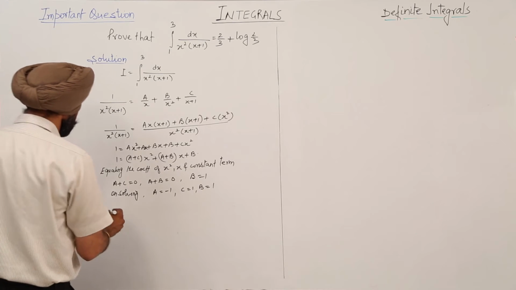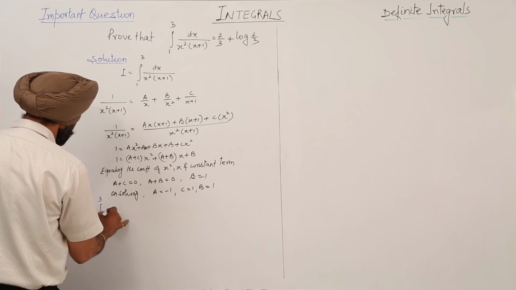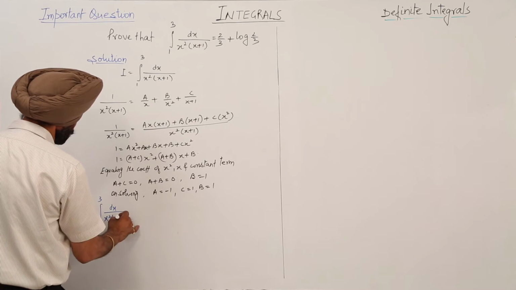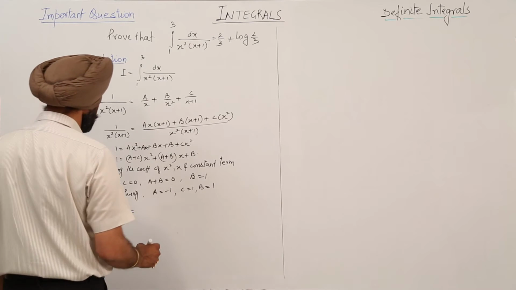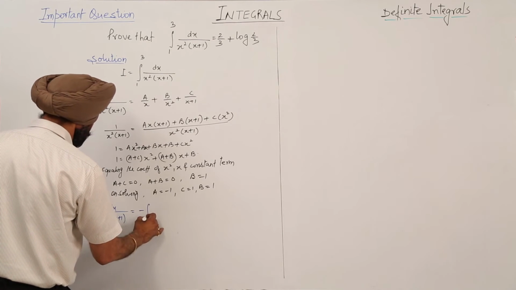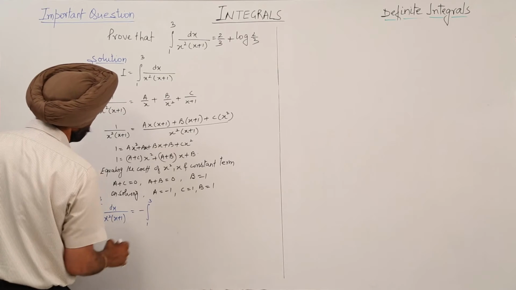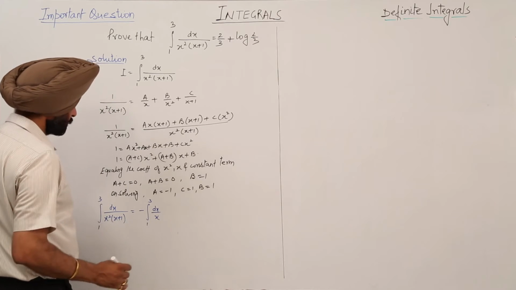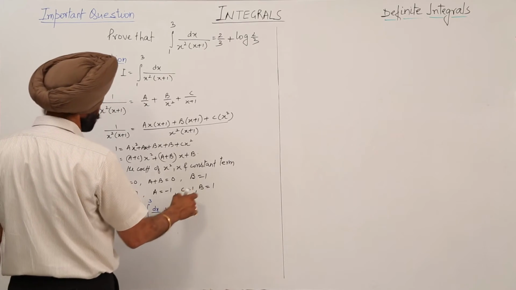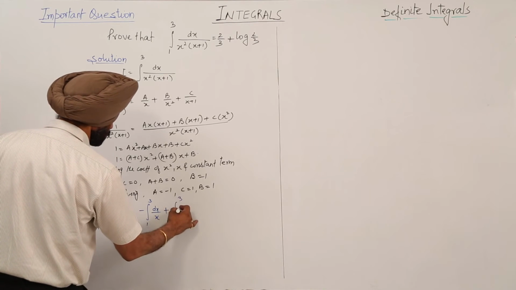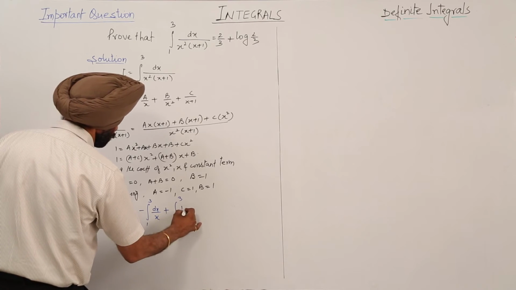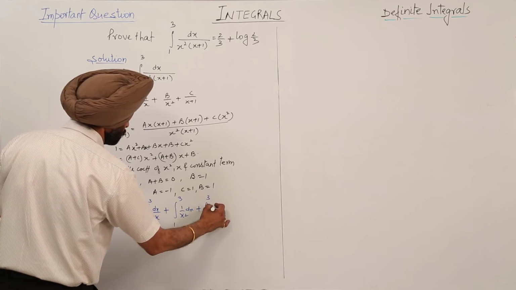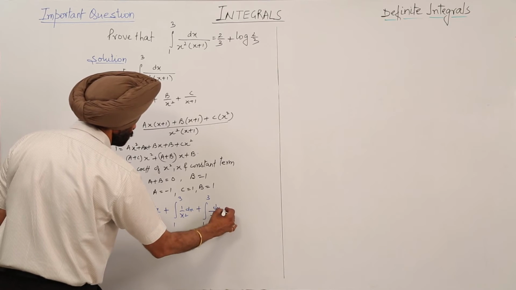Now, the integral becomes the integral from 1 to 3 of dx upon x squared (x plus 1) is equal to, now minus the integral from 1 to 3, since A is minus 1, so minus dx upon x, plus B is 1, so the integral from 1 to 3 of 1 upon x squared dx, plus the integral from 1 to 3 of dx upon x plus 1.